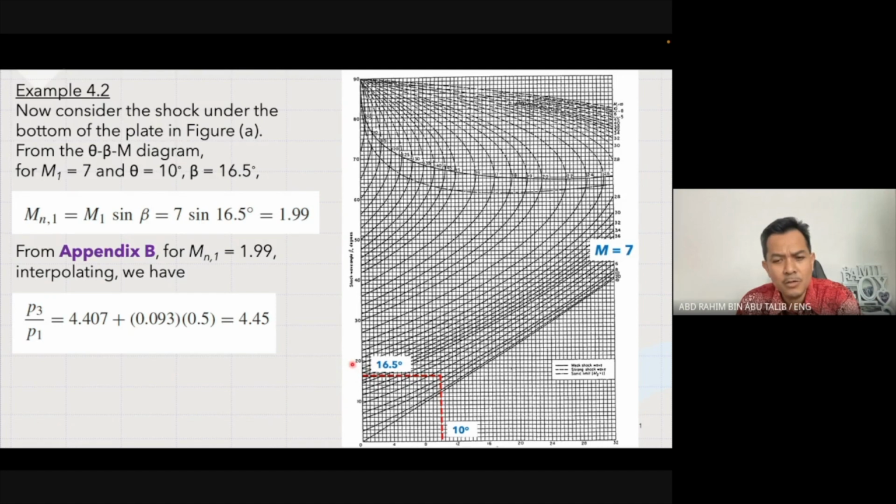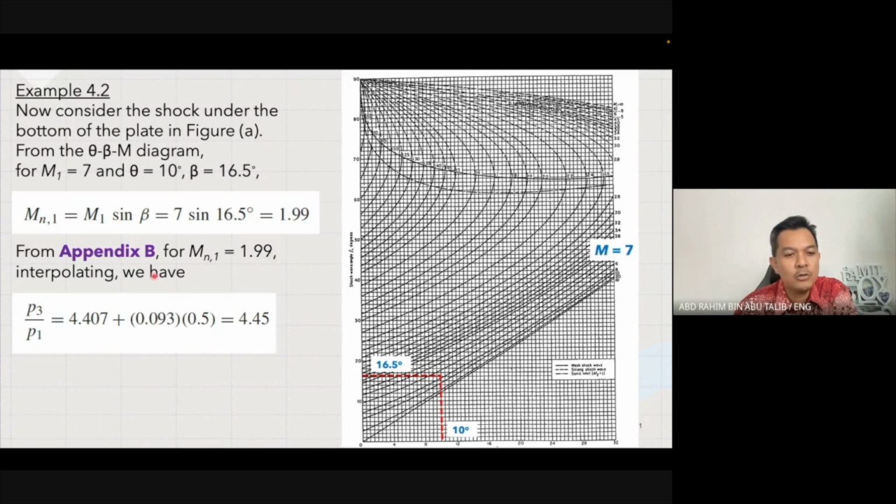All right. Again, I just want to remind you, this 16.5 may not be very accurate. You may get a value of 18 or 16, right? So to get an accurate 16.5, you may need to enlarge the chart a little bit further. From here, you can then use the expression for MN1. You already know beta. Put the value of beta over there, and with Mach number 7, 7 sine 16.5 degrees, you will get 1.99 as MN1. Then you use Appendix B, because this is an oblique shock case condition. Use Appendix B for MN1 equal to 1.99.